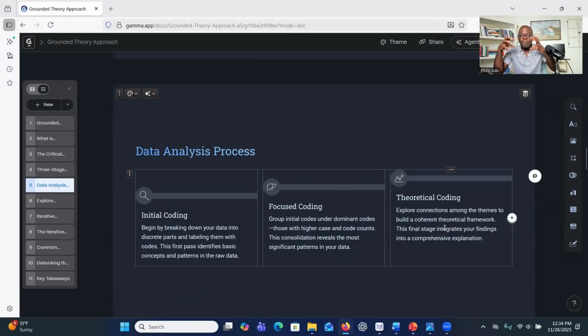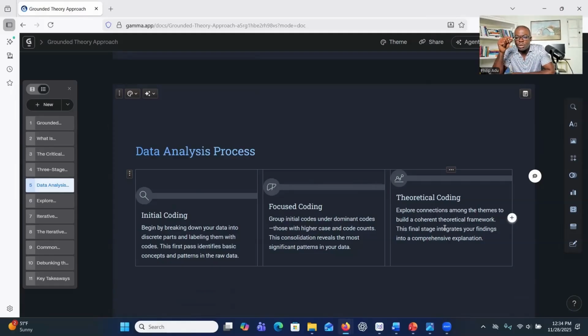Now that we have about 5 or 6 or 7 themes, you move to the stage we call theoretical coding. This is where you explore the connection between the themes. What is the connection between them? Do they happen at the same time, which is a concurrent relationship? Does one theme happen before the other, which is sequential? Is one theme under the other, which is an embedded relationship? You explore the relationships between the themes, and at the end of the day, you come up with a proposed model or a theory.